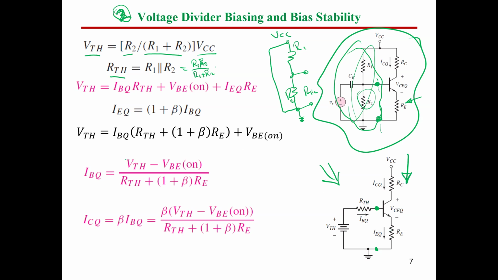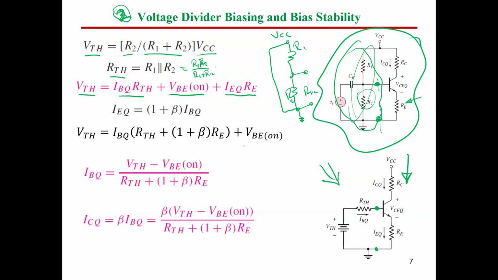So let's see, guys, how to make the equations here. I said here V Thevenin equals I base R Thevenin plus VBE on, which is 0.7, plus I emitter times RE. If you replace IE by means of I base, you will have I emitter equals 1 plus beta times I base. So we can say now V Thevenin equals I base times R Thevenin plus 1 plus beta times R emitter, and all is added to VBE on, which is 0.7 volt.